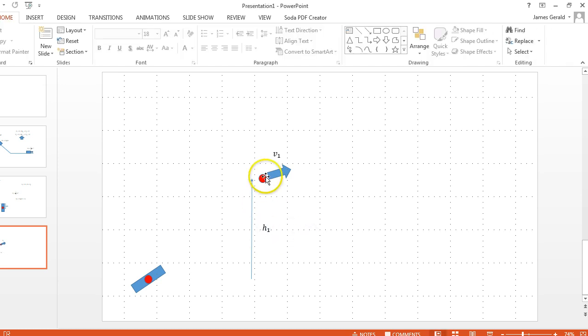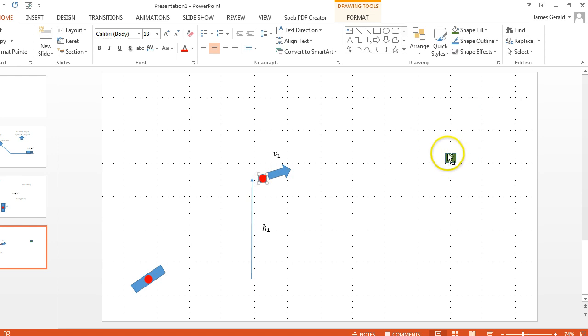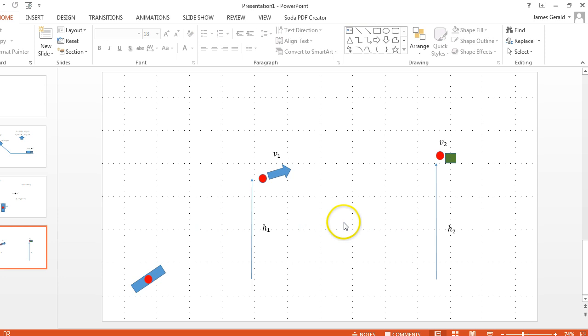Okay. So we know H1, we know V1, and we know that the target, or whatever it is we're trying to hit over here, is at a different height, H2. And we know at this point there's a different velocity we're concerned about, V2. And we want to know what V2 is, because we know everything else. We know H1, we know H2, we know V1.